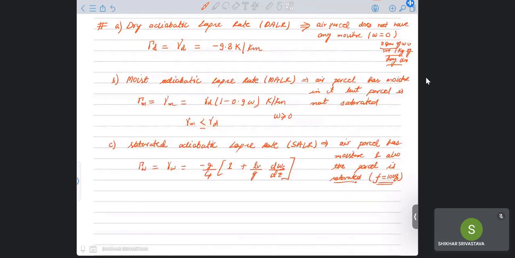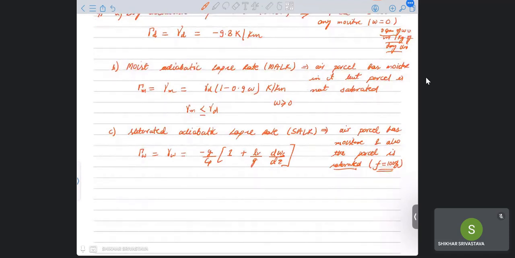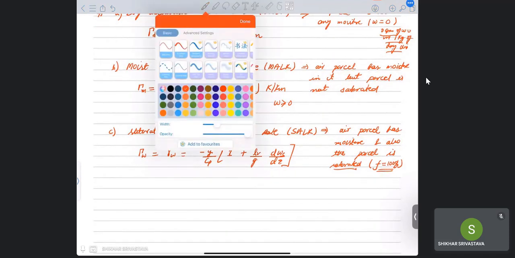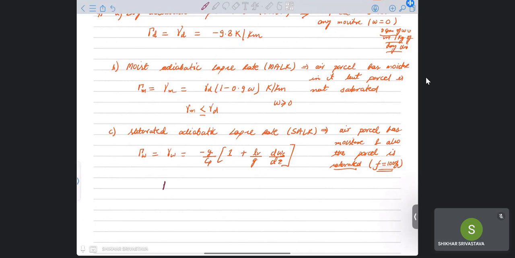So these are basically three kinds of adiabatic lapse rate which we have in the atmosphere, and as you can see, gamma D is always greater than gamma M, which is always greater than gamma W. So this is a very important point. Okay, is this clear? These three kinds of adiabatic lapse rate. Yes, sir. Okay.